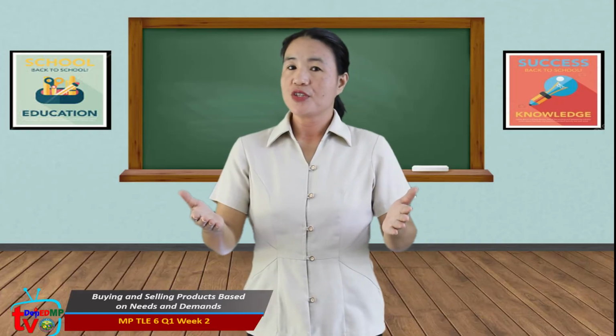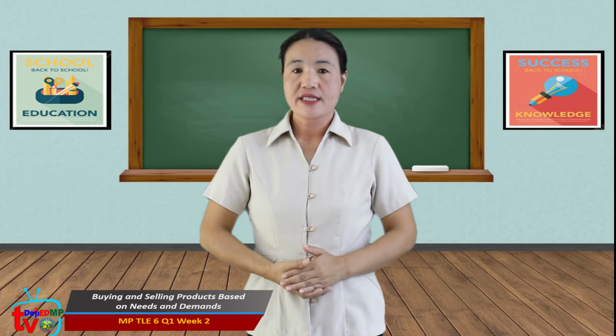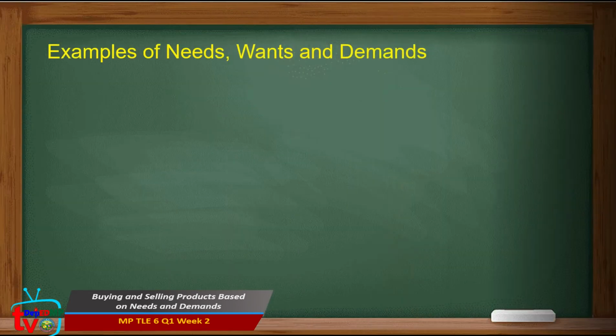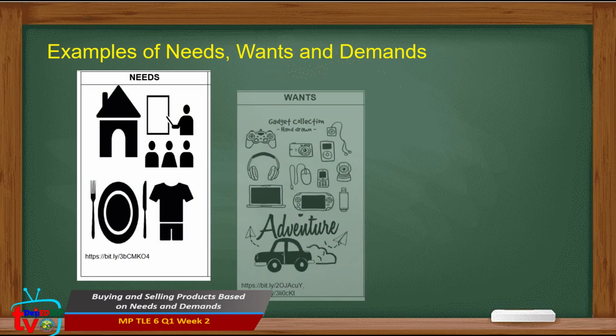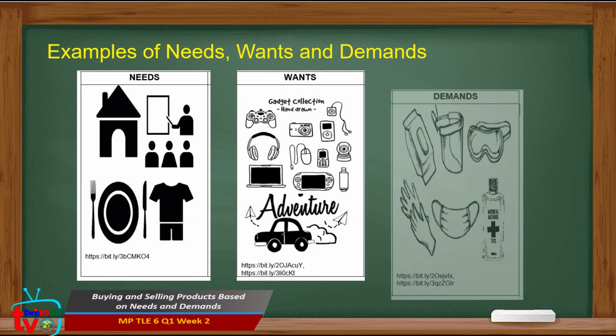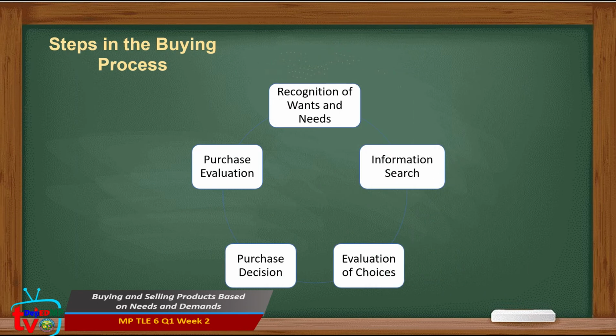To enable you to visualize what is need, want, and demand, let's study the examples. Here are the examples of needs, wants, and demands. Here are the steps in the buying process. Study how the cycle in buying processes takes place in the illustration.